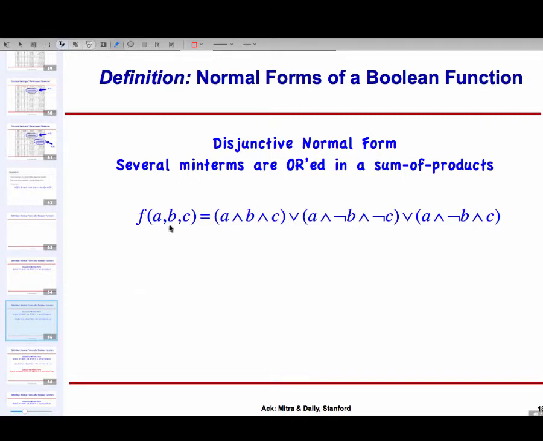So for example, f of a, b, c, written in this way: a and b and c, which is a minterm, ORed with a and not b and not c, which is another minterm because it has all the three inputs appearing, ORed with a and not b and c, which is another minterm. So I'm using three of the 8 possible minterms, and I'm ORing them together. So a function can be represented as an ORing of some of the minterms, right?